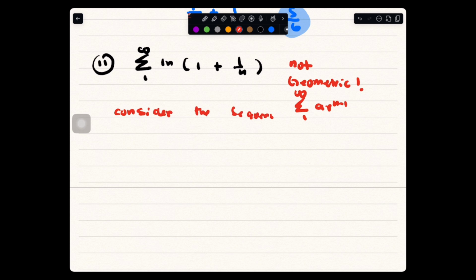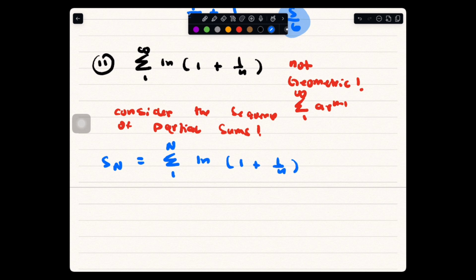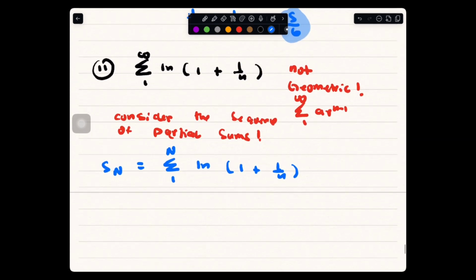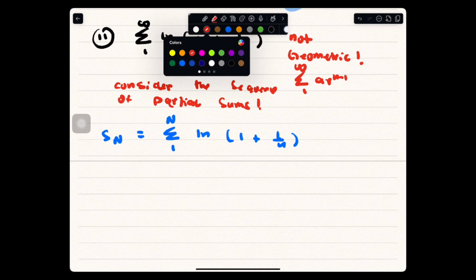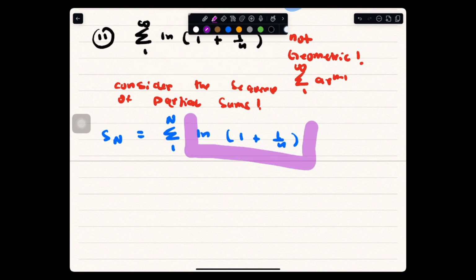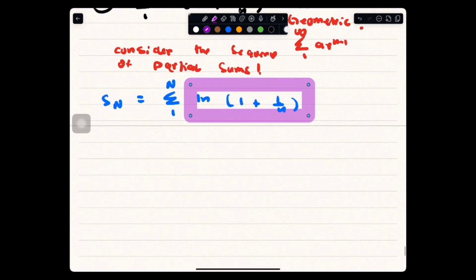So consider that sequence of partial sums now. Okay, so Sn is the sum from 1 to n of natural log of 1 plus 1 over n. But notice we don't have a way to see possibly a difference that this is telescoping. It's going to be telescoping, but let me show you guys why. You're going to use some algebra. You can't use partial fraction decomposition, can you? It's not a rational function.